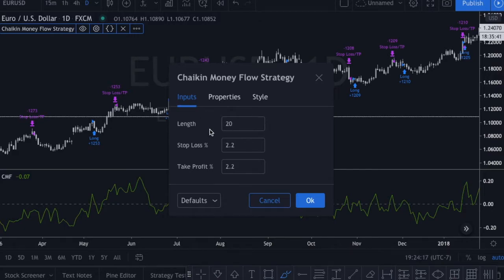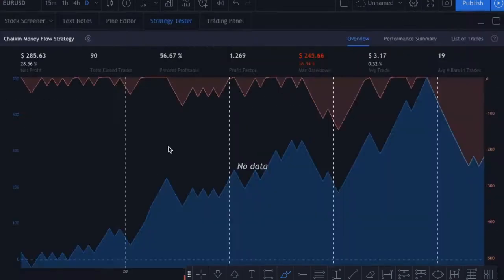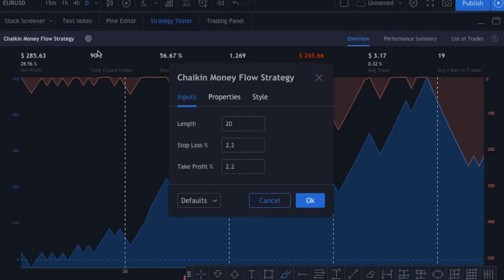Again, the length is set at 20, our stop loss is at 2.2%, and our take profit is also at 2.2%, which is exactly half of what the ATR of the entire testing period was. So this should tell us whether the signal works and how good it is. For the default settings, we have the length set at 20, and we would have been up 28.56%, which is actually not bad.